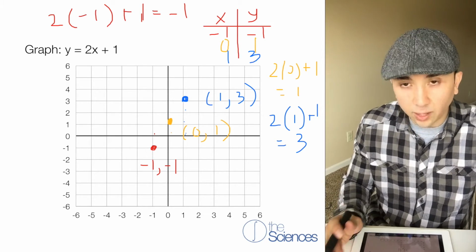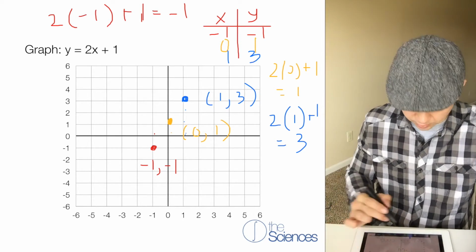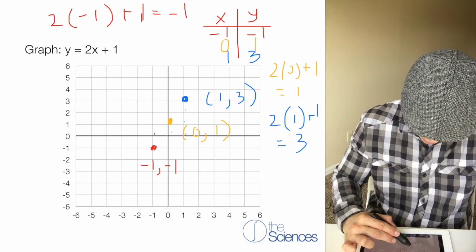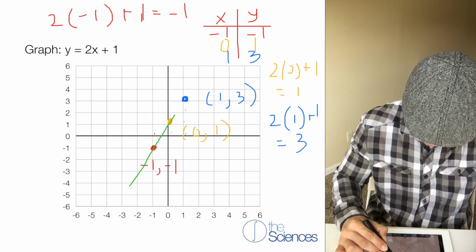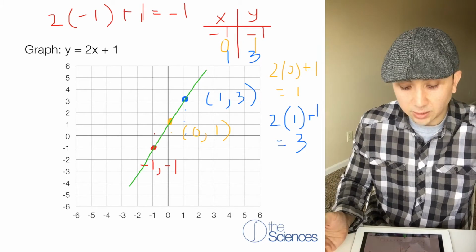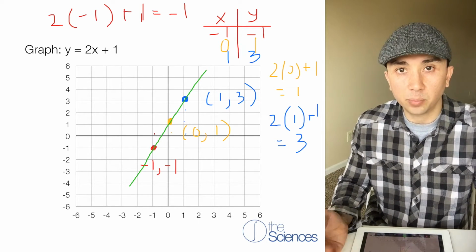So now to graph this, we're just going to connect the dots. We're just going to go ahead and draw a line through these dots. So that's the graph of y = 2x + 1.